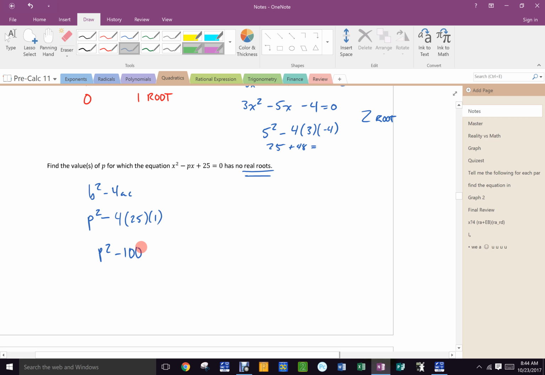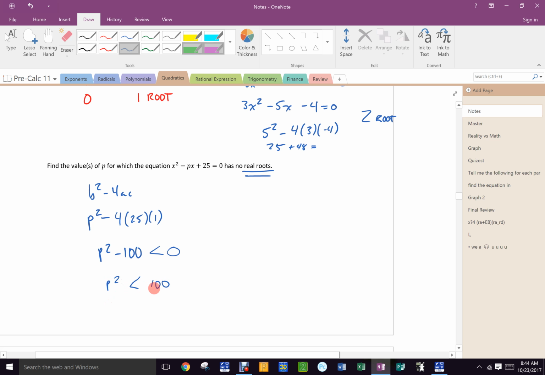And then you're looking to get it equal to 0. We want no real roots, so we need that to be less than 0, yes? So P squared had to be less than 100. And then what did you do? So I found the closest square. Nice. So I agree. Perfect.